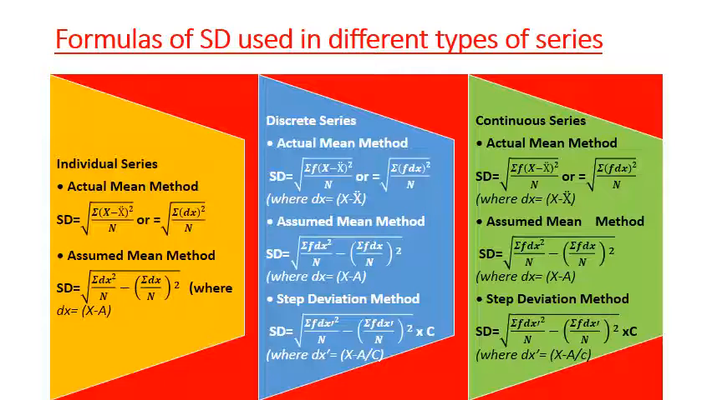And in case of continuous series, actual mean method, it is under root of summation of f dx square divided by n, where dx is equal to x minus x bar. And assumed mean method, under root of summation of f dx square divided by n minus summation of f dx divided by n whole square, where this dx is equal to x minus a, assumed mean. And in step deviation method, you have to take the common value, then only you can use this: under root of summation of f dx dash square divided by n minus summation of f dx dash divided by n whole square into c, where c is the common value, and dx dash is x minus a divided by c. Remember this thing, x minus a divided by c.